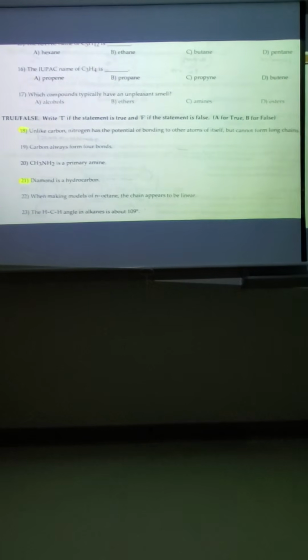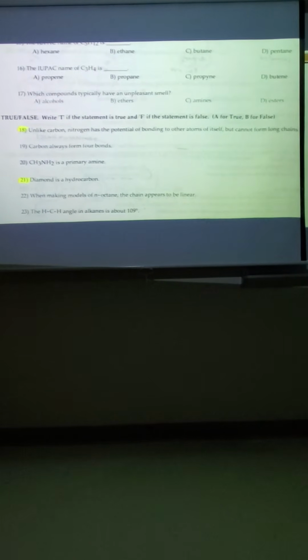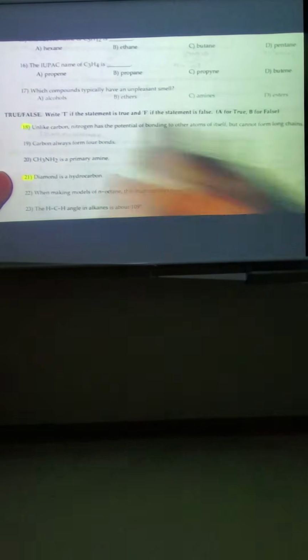Number 18. Here we talk about carbon. Saw this early in the lecture. Carbon is the only atom that can bond to itself a bunch of times over. Things like diamond and graphite are great examples. This is the definition of catenation. And that's going to be true.